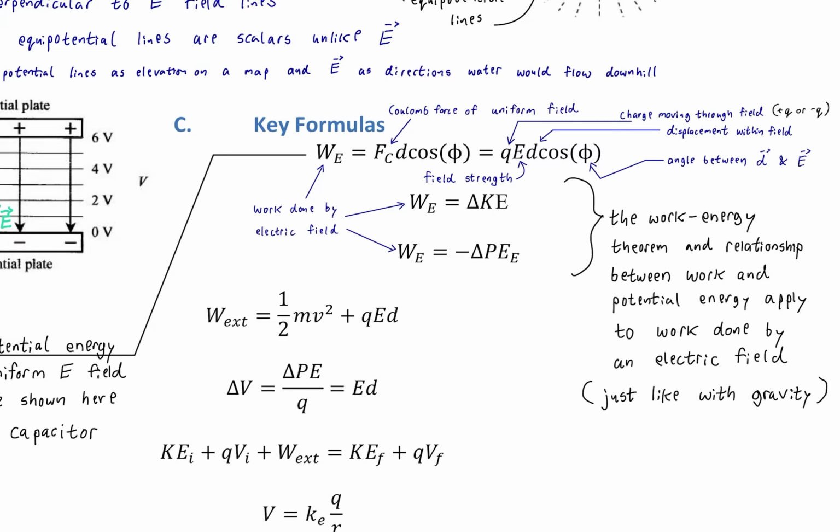And to label things, this right here is the kinetic energy, and this is the change, of course, delta, the change in kinetic energy, and this is the change in the potential energy of the electric field.